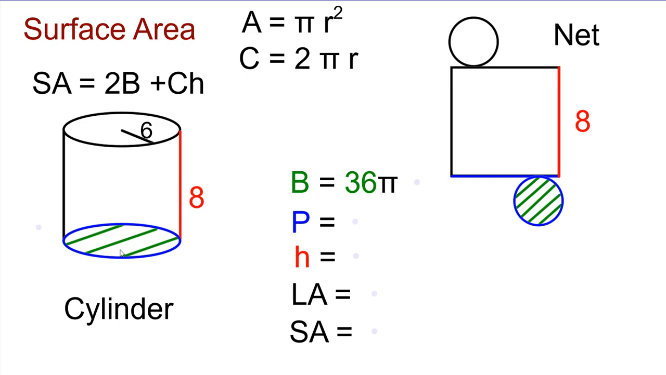The perimeter is going to be 2 times pi times the radius, so that would be 12 pi. All right, so I did do some of this right. The height is going to be the distance between the two bases on the top and the bottom, right, on the parallel planes, which is 8.